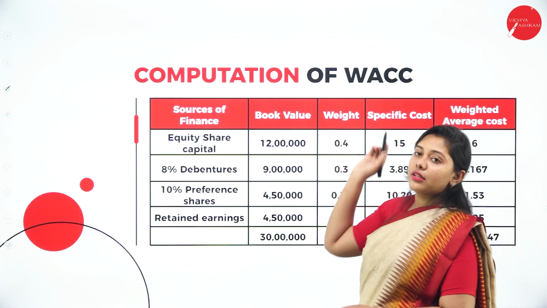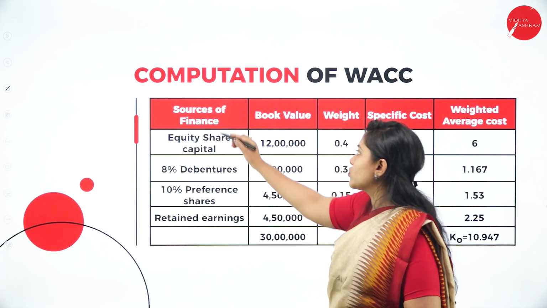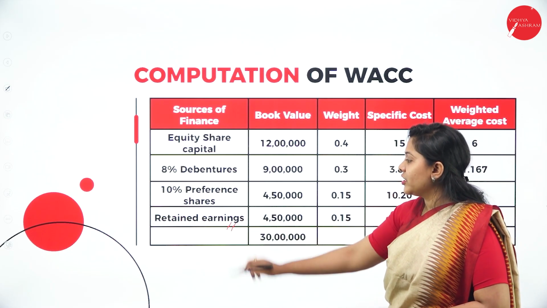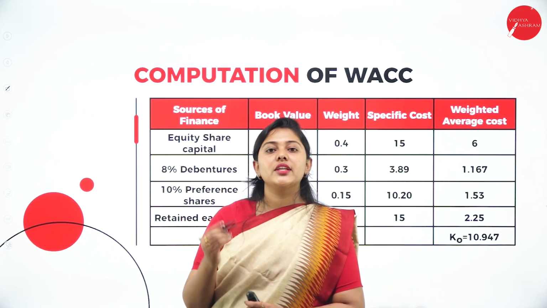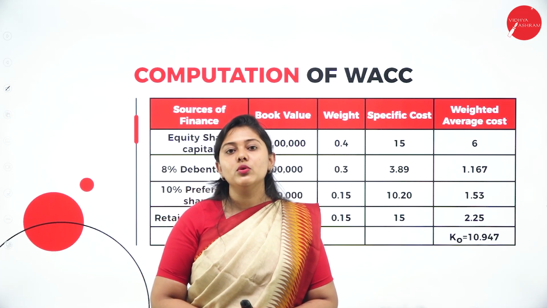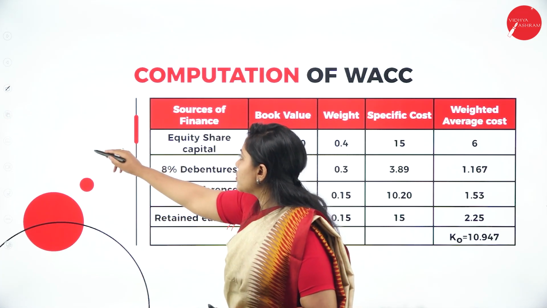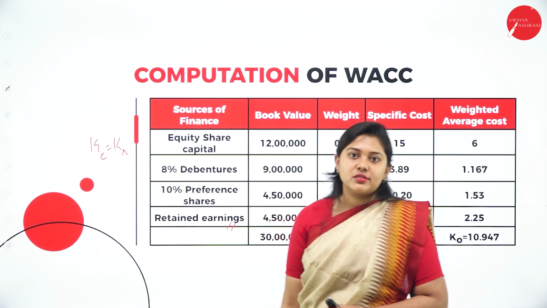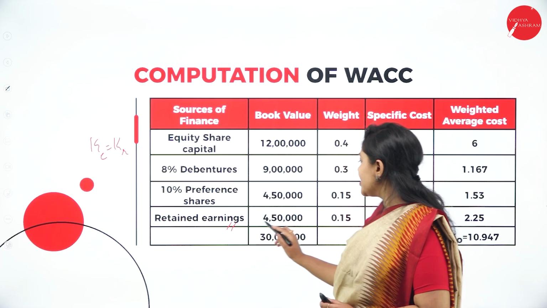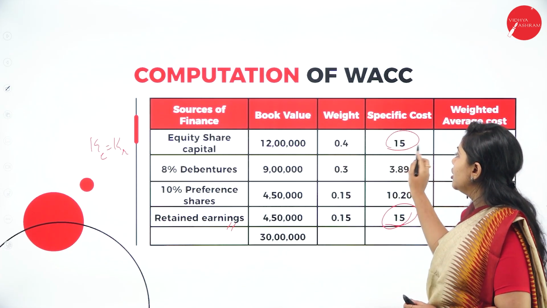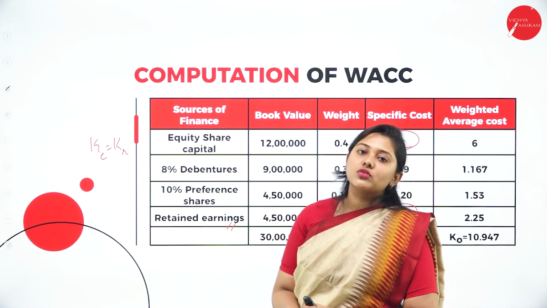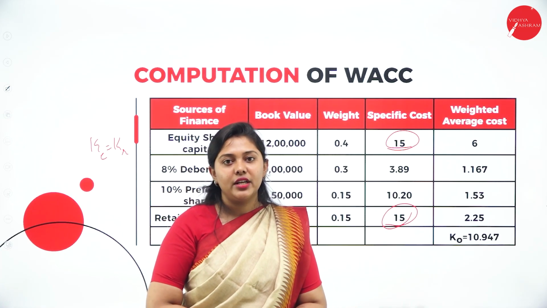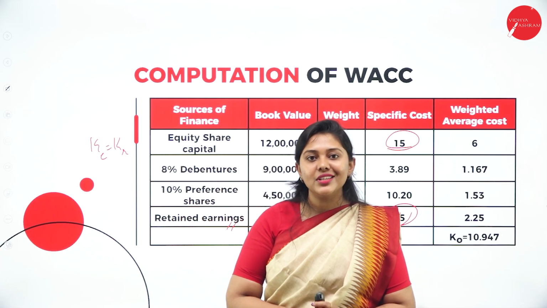So now let's calculate the computation of WACC. Sources of finance: equity share, 8% debenture, 10% preference share. As I have told you, my dear students, retained earnings is always equal to your equity capital. So cost of equity is equal to cost of retained earnings. That is what we have learned. So the cost remains the same. 15%, 15%. So 15% is your equity cost. The cost of retained earnings is similar.